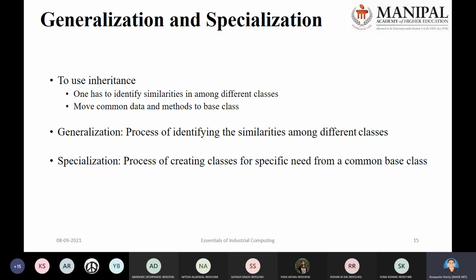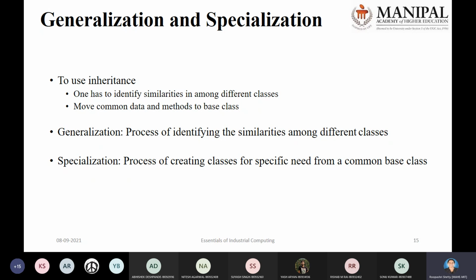So the process of identifying the similarities among different classes is called generalization. Okay, coming up with the general class. So what is common in all the classes, like the housing loan class, the car loan class, personal loan class or business loan class? In all these four classes, what is common? So these common things you extract and put in one class, and that will become a base class. Okay, or that will become a general class. Fine.